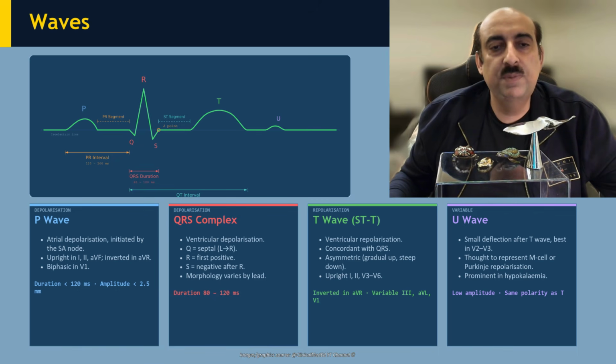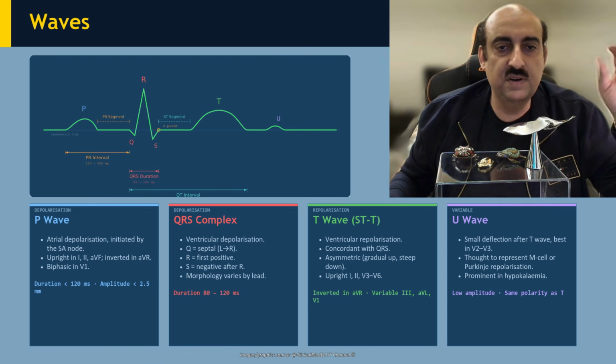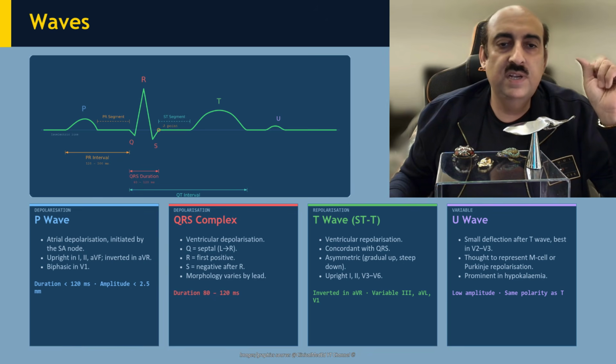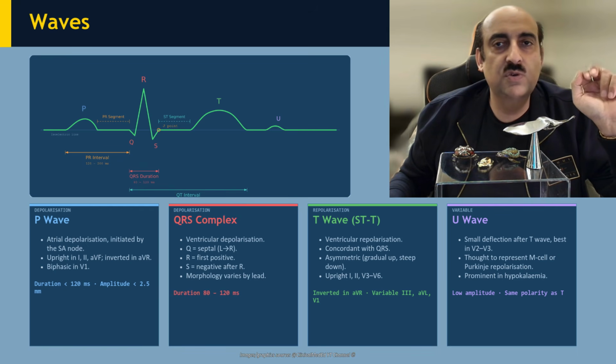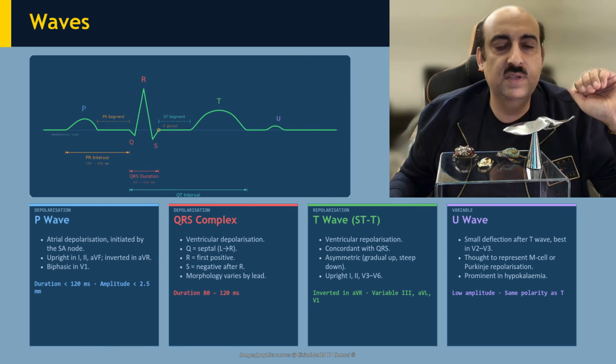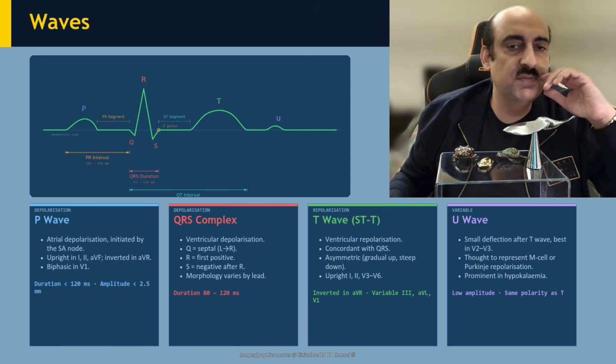The main waves are the P wave, which represents the sequential atrial depolarization of the right and left atria. It's predominantly positive in leads 1, 2 and aVF and negative in aVR. Normal width is up to 3 small squares or 120 milliseconds. And the height is less than 2.5 millivolts.